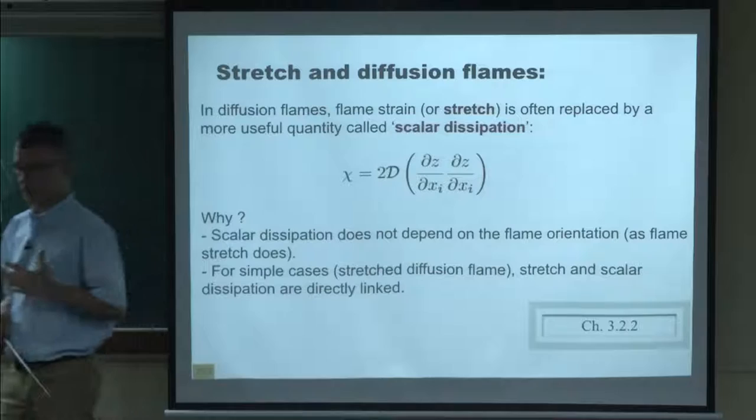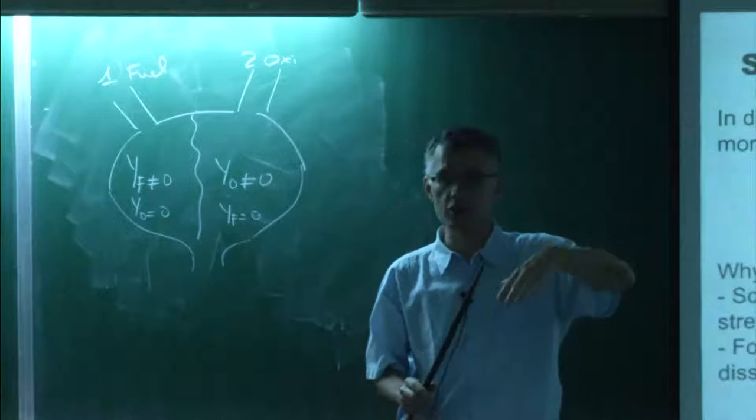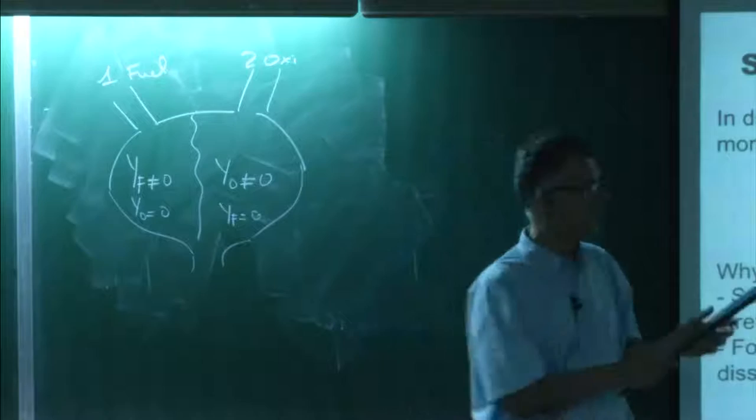Scalar dissipation has a nice property: it does not depend on the flame orientation. When you want to compute flame stretch, you need to compute the flow velocity in the plane tangent to the flame. That's painful, because you need to recognize where the flame is. This quantity does not depend on that. You just take the gradient of Z, square it, and that's done.